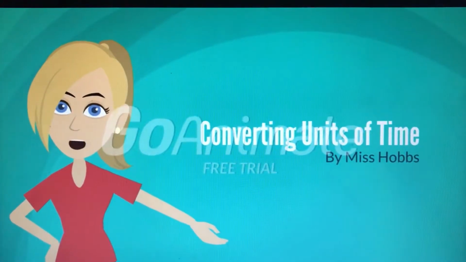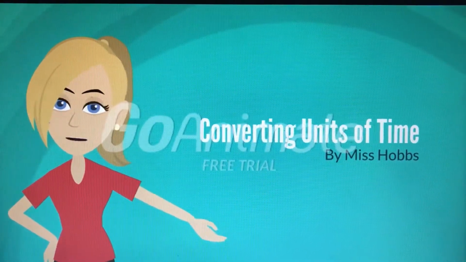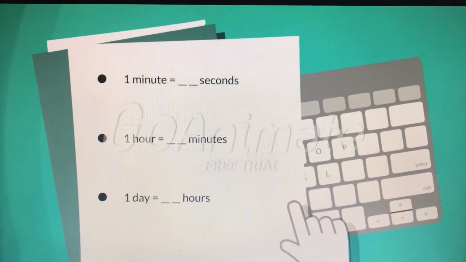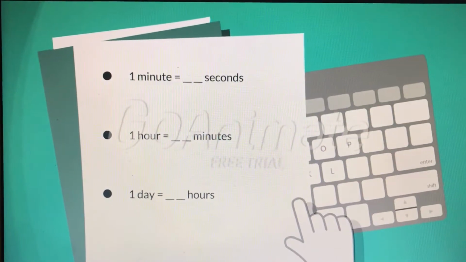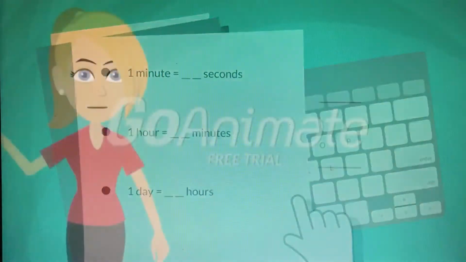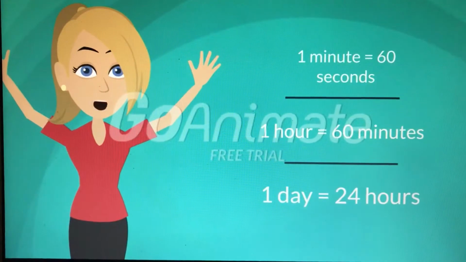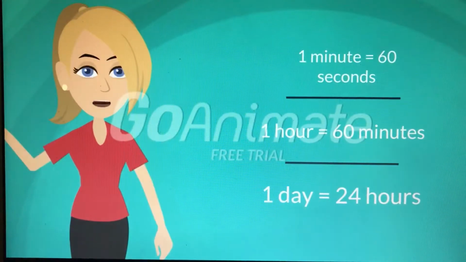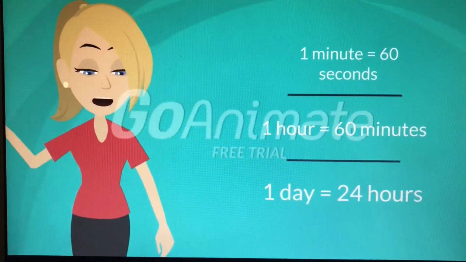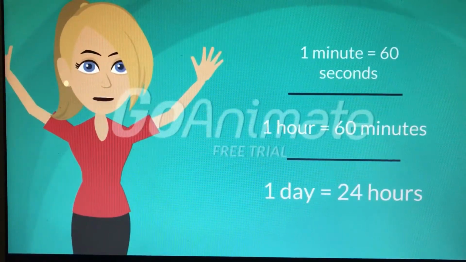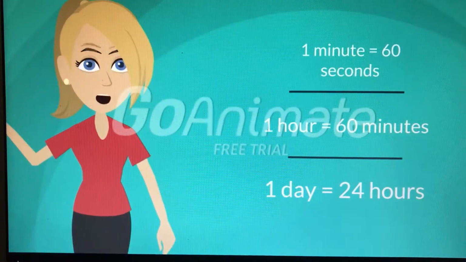Today's math lesson, we're going to look at converting units of time. Before we can convert units of time, it's important to know what each of these means and how they're related to each other. By watching you in maths class over the last few days, I know that you all know what each of these are. So 1 minute equals 60 seconds, 1 hour equals 60 minutes, and 1 day equals a full 24 hours.